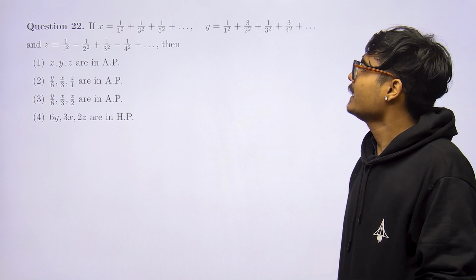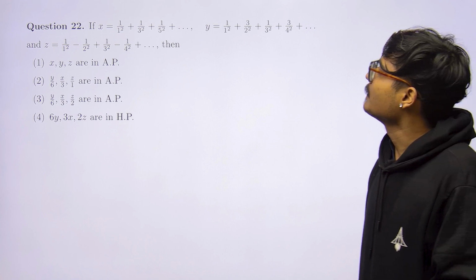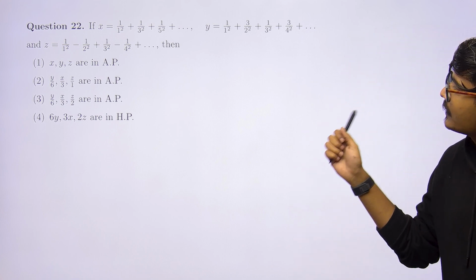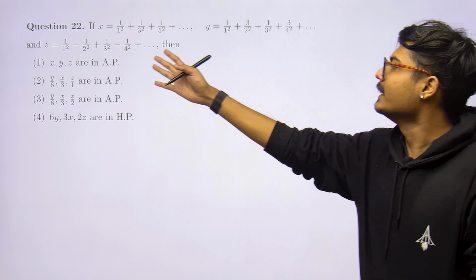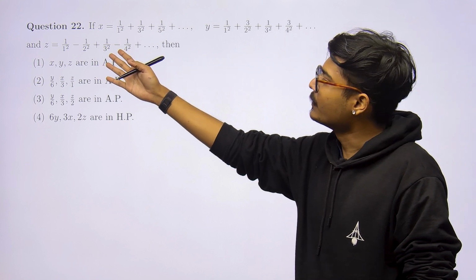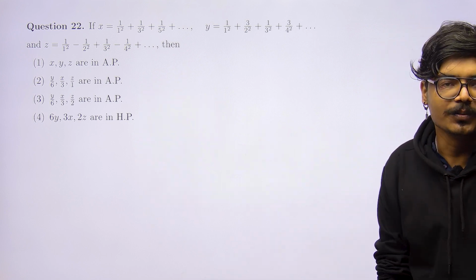If x is equal to 1 by 2 square plus 1 by 3 square plus 1 by 5 square, and so on, y is equal to 1 by 1 square plus 1 by 2 square plus 1 by 3 square and so on, z is equal to 1 by 1 square minus 1 by 2 square and so on, then which of the following options are correct?